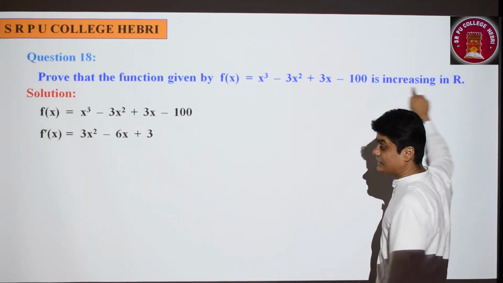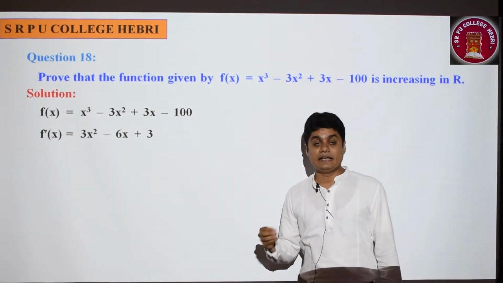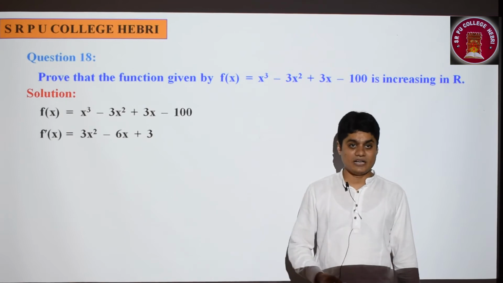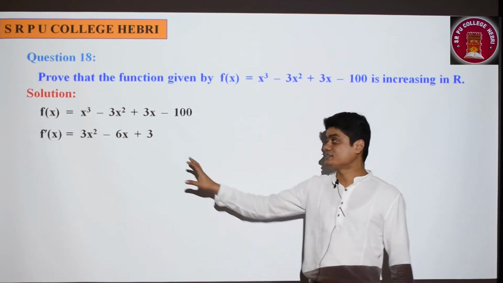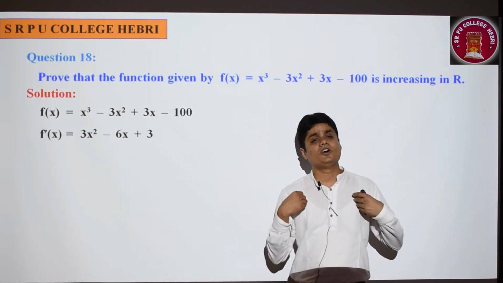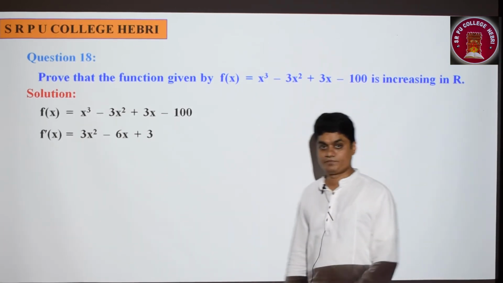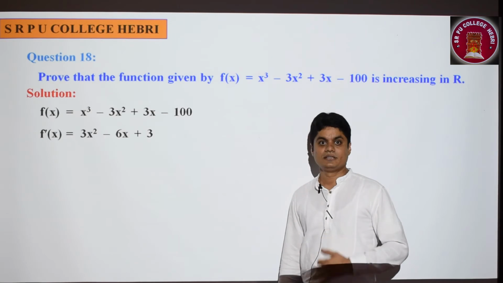Now you have to prove that this expression is always positive. This expression is always greater than 0. You can't prove this by taking some examples. You have to prove in general that this is always greater than 0 for all x. This part is important.